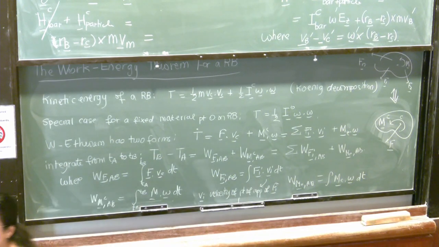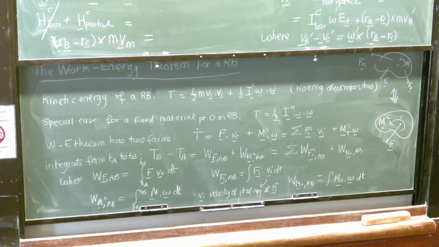Okay, we're going to need to move on to the work energy theorem of a rigid body. So we're going to derive all of these, but let me just introduce it. To calculate the kinetic energy of a rigid body, we use Koenig's decomposition. The kinetic energy of a rigid body is divided into two components, the translational component and the rotational component. What is the translational component of the kinetic energy of a rigid body?